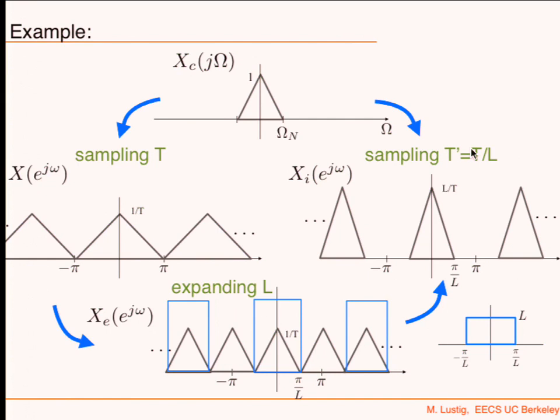Okay, so now we've analyzed both downsampling and upsampling. So now you can think of what happens if you want to do resampling at an arbitrary rational rate.